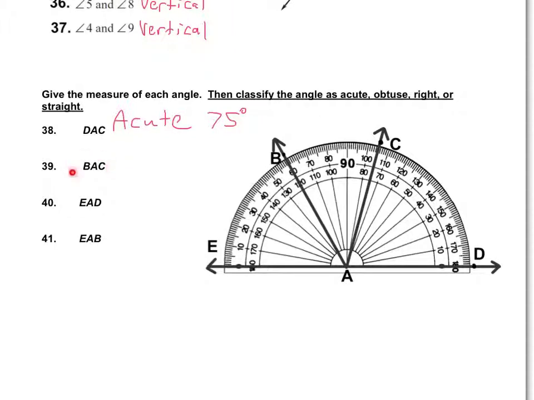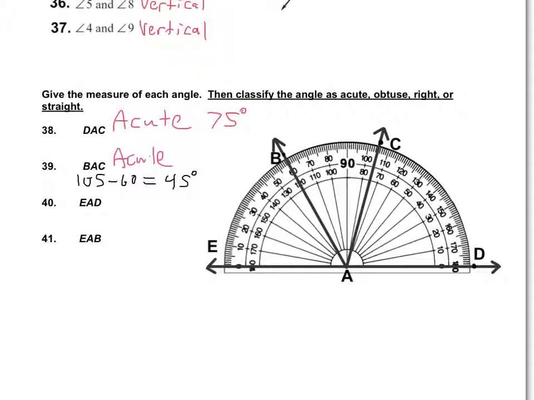All right, next one, BAC. So trace that, BAC. Hopefully you can just see that that's an acute angle. There's no way that that's 90 degrees. So that's acute also. And how do you figure out this measurement? Well, you can't simply look at one side and figure it out. What you have to do is subtract. And you can either look at the upper scale, so this is like 105 minus 60. So you could do that. 105 minus 60 is 45 degrees.